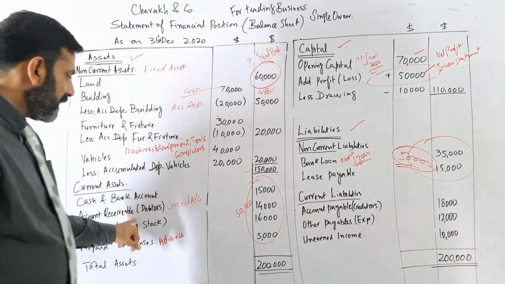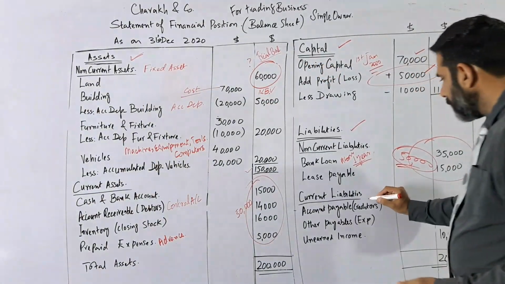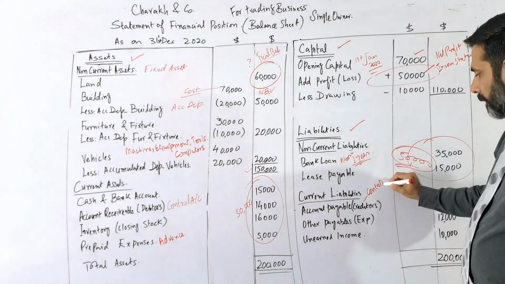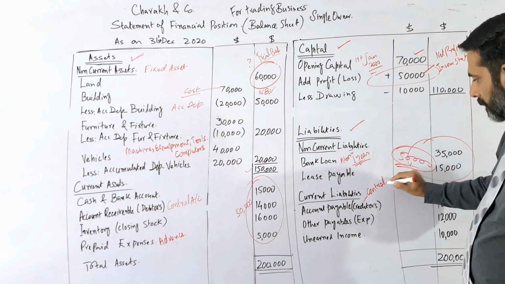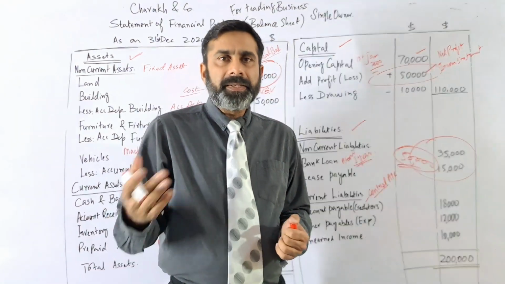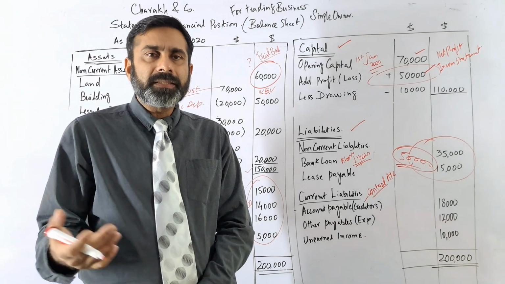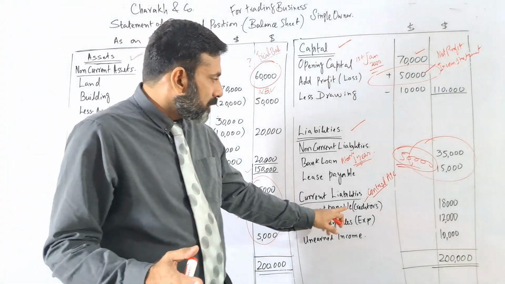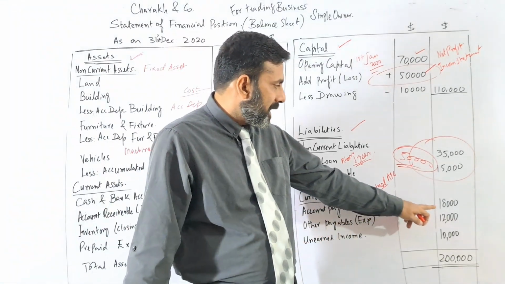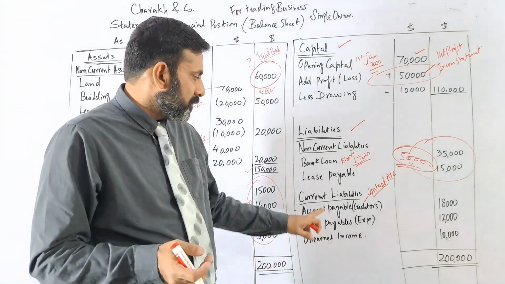Just like account receivables, we have a control account. So this is also a control account. Why control account? Because you may have more than one supplier, maybe 10, 20, 30, 40, 50 suppliers to whom you have to pay the money. So this is the total of all the suppliers to whom you have to pay. So the amount you have to pay is 18,000, maybe to 10 suppliers, 20 suppliers, 50 suppliers. So this is the control account.